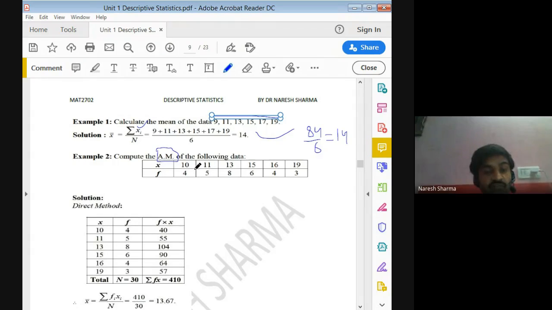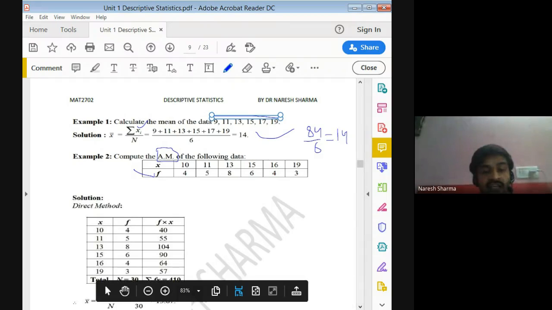Here the data is also ungrouped, but in the category of frequency, because the repetition of data is given. That means the frequency of the data is given. For x the frequency is 4, for 11 the frequency is 5, for 13 the frequency is 8, for 15 the frequency is 6, similarly for 16 it is 4, and for 19 it is 3 respectively.